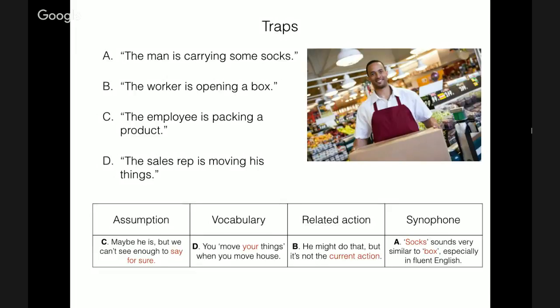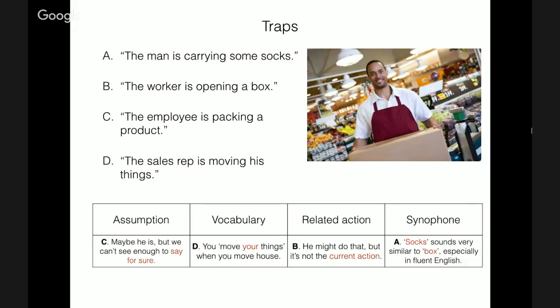The vocabulary trap is D. You know, the sales rep is moving his things. In English, when we say you're moving your things, to move your things, it's equivalent to moving house. Yeah, it's saying, oh, I need to move my things. I'm staying at somebody else's house. So it sounds like, oh, maybe he's moving something, but no, it's the expression he's moving his things. It's a specific expression. So that's not the case.